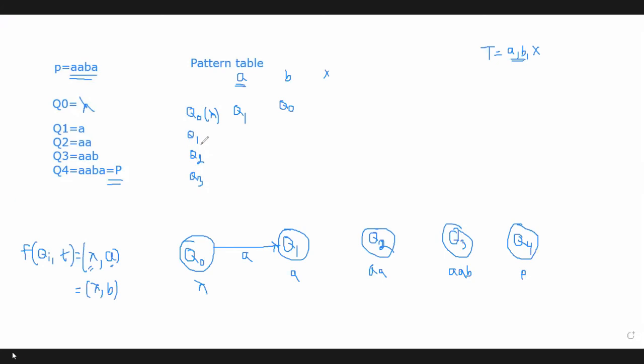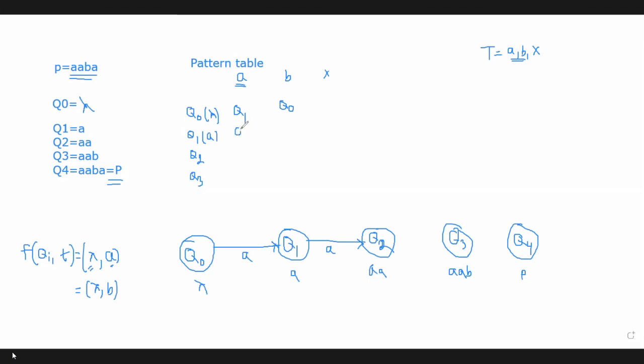Now we are in state number Q1, and the value of Q1 is A. So when Q1 accepts A, what will happen? Then it will move to Q2. After receiving a character A, the value will be A, and it's the value of substring Q2. So when Q1 accepts A, it will move on to its next state, that is Q2.